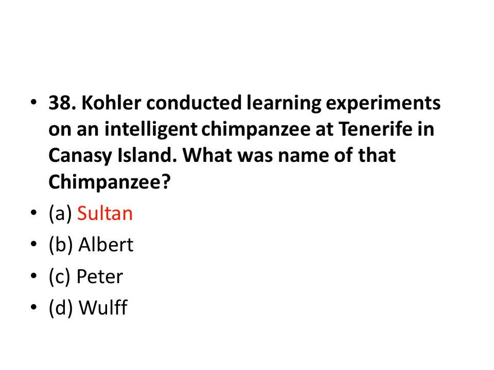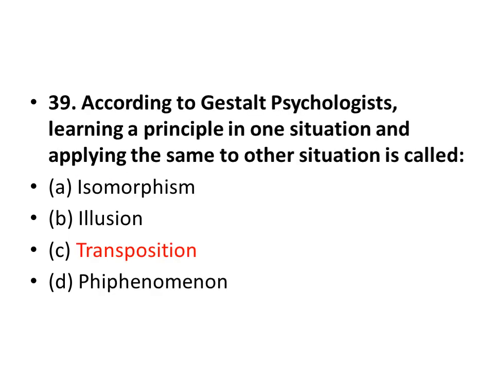Kohler conducted learning experiments on the intelligent chimpanzees in Tenerife in the Canary Islands. What is the name of this chimpanzee? The name of this chimpanzee is Sultan. According to Gestalt psychologists, the learning principle of finding one solution and applying the same to other situations is called transposition. Transposition means a thing that has been produced by transposing something.